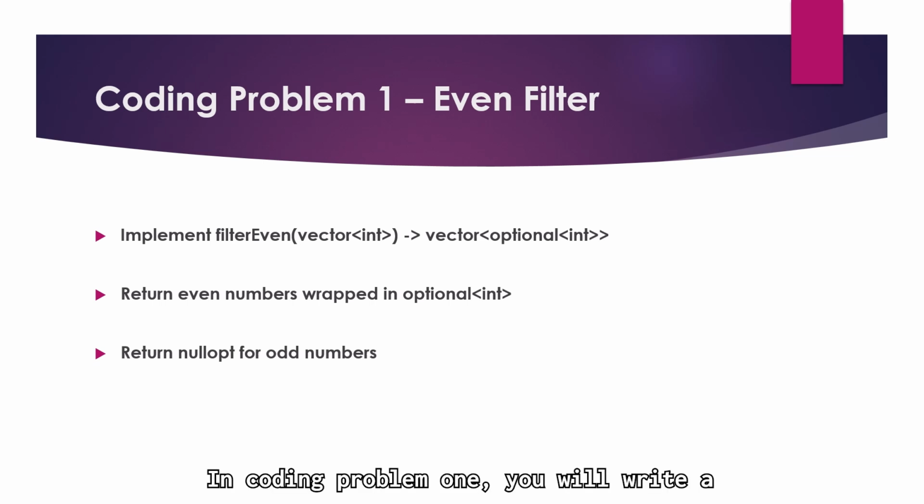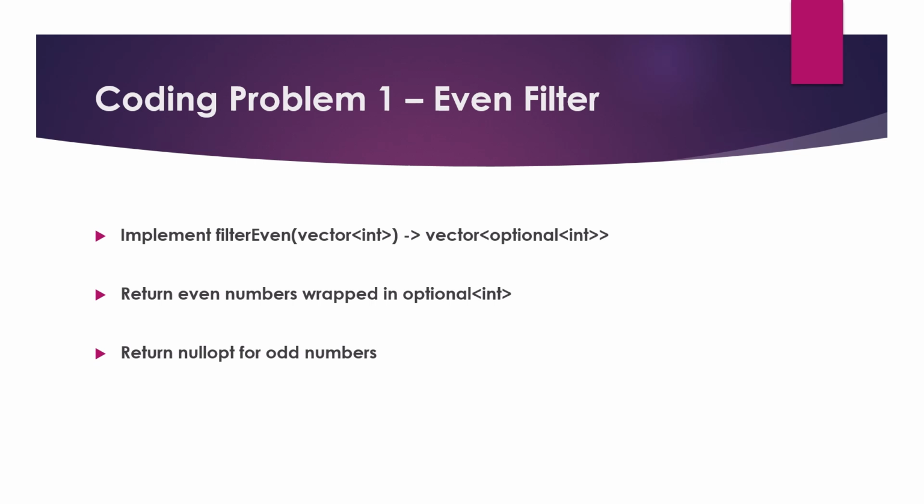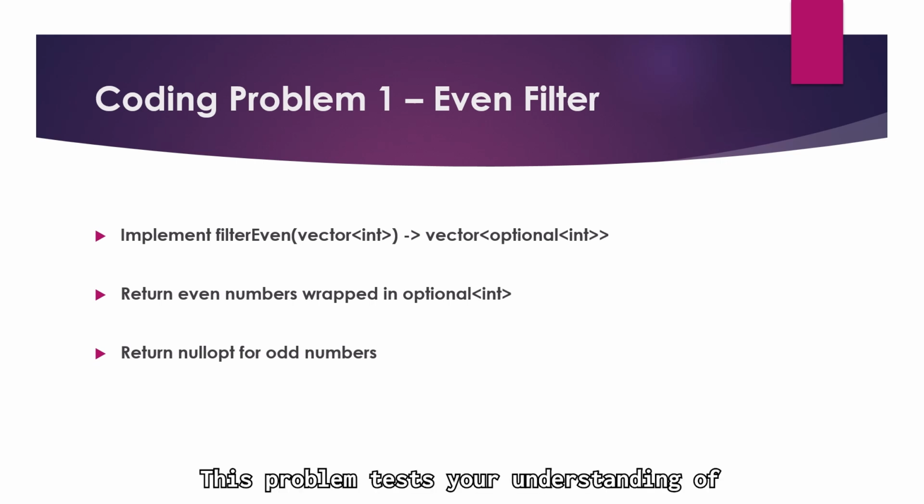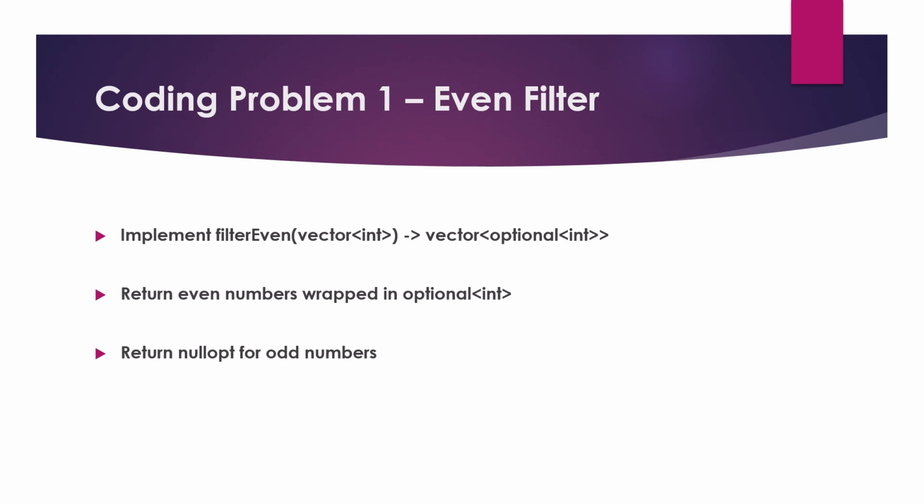In coding problem 1, you will write a function called filter even that processes a vector of integers. The function should return a vector of optional int where even numbers are wrapped in optional int and odd numbers are represented as nullopt. This problem tests your understanding of optional and conditional handling. It's a great opportunity to solidify how optional values work and how you can conditionally wrap or skip certain values based on their content.